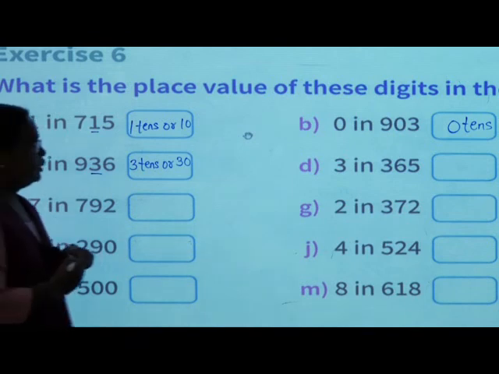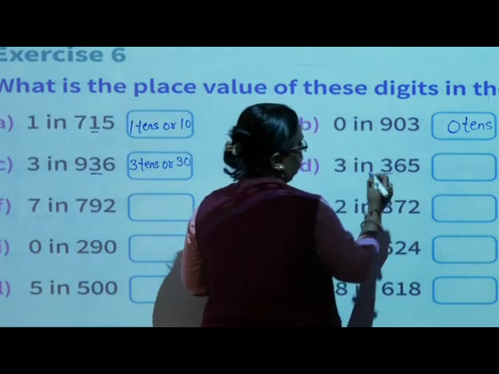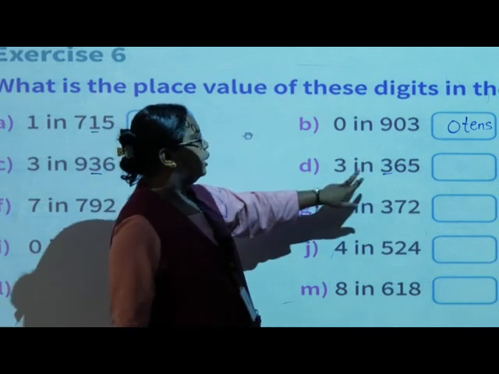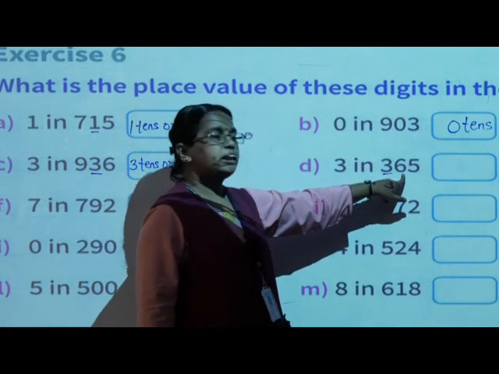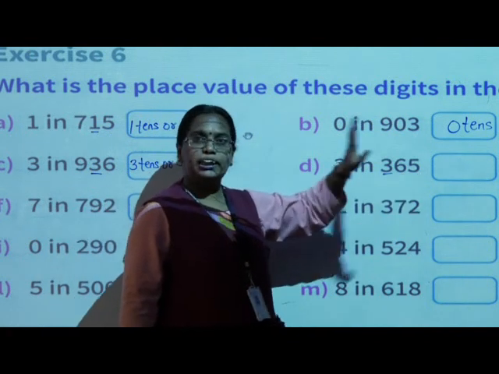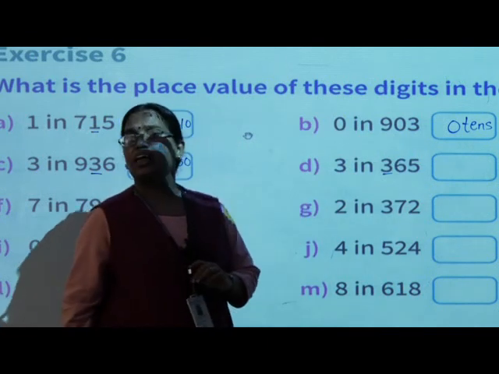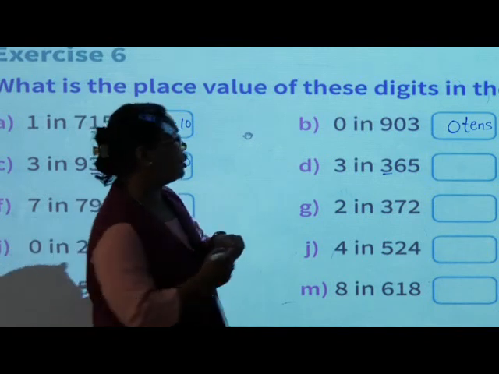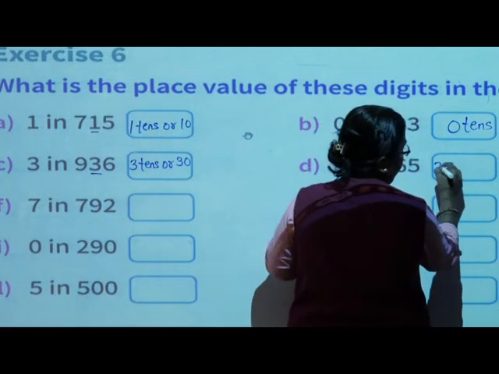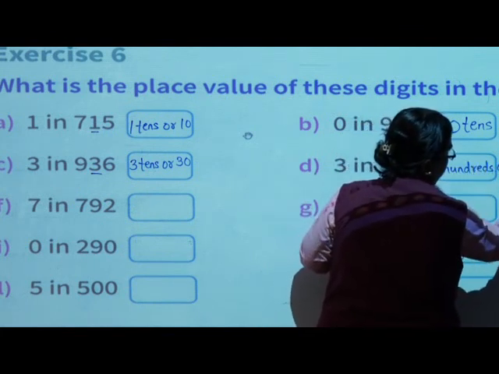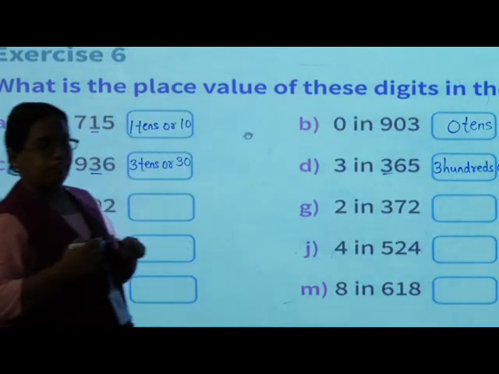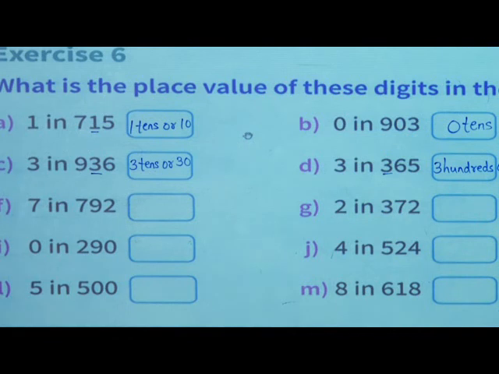Then D1. Now see here, 365. 3 is in the hundreds place, 6 is in the tens place and 5 is in the ones place. So what is the place value of 3? Yes, 300s or 300. Write this down, children, with me in your textbook.